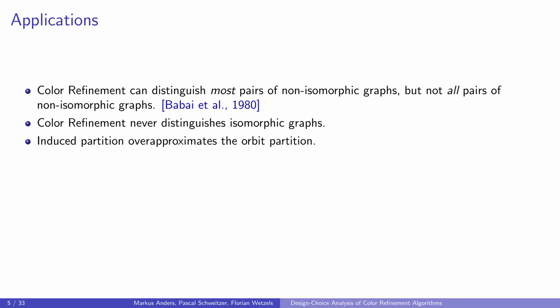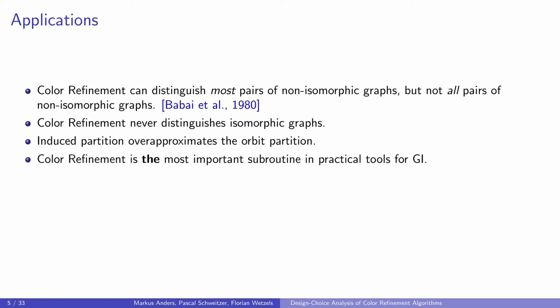Okay, so why are we interested in a precise analysis for some heuristic for graph isomorphism? Well, color refinement may not be a sound test for graph isomorphism, but it can distinguish most pairs of non-isomorphic graphs. It is also complete, so it never distinguishes isomorphic graphs. Another important property is that the resulting partition is an over-approximation of the orbit partition. Because of this, it is the most important subroutine in practical graph isomorphism solvers.